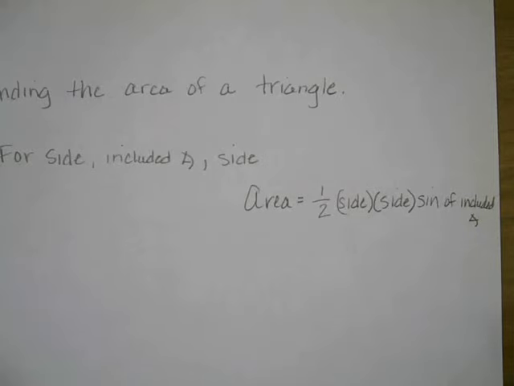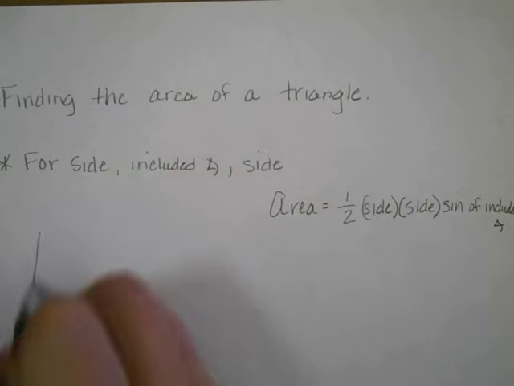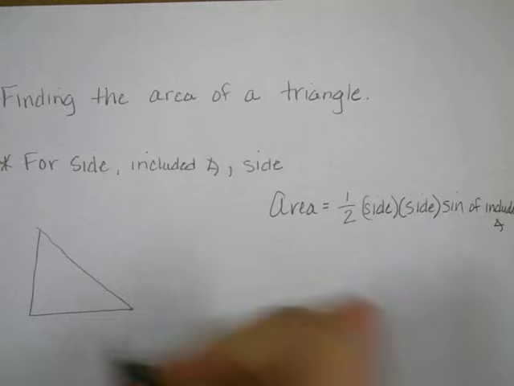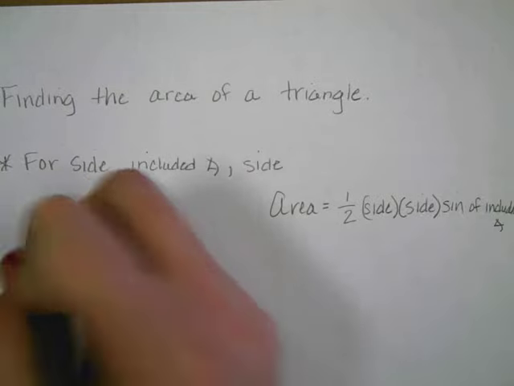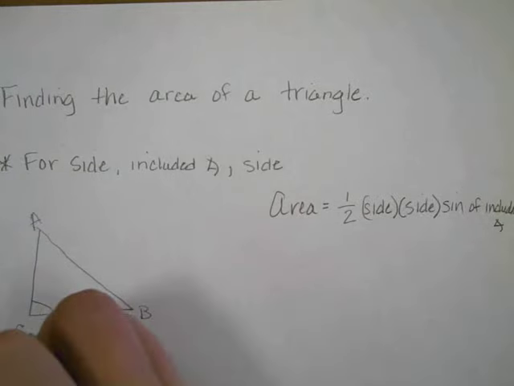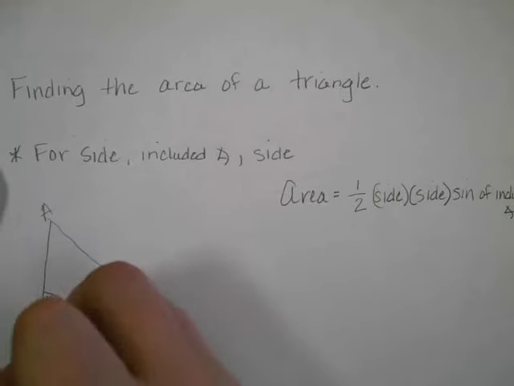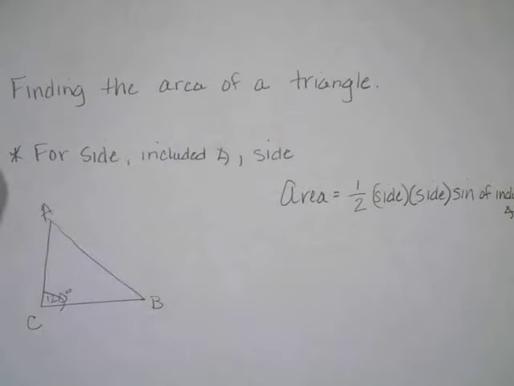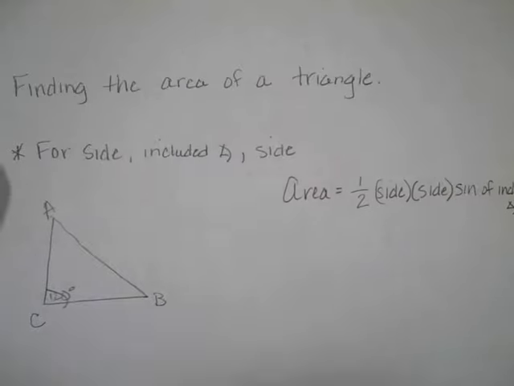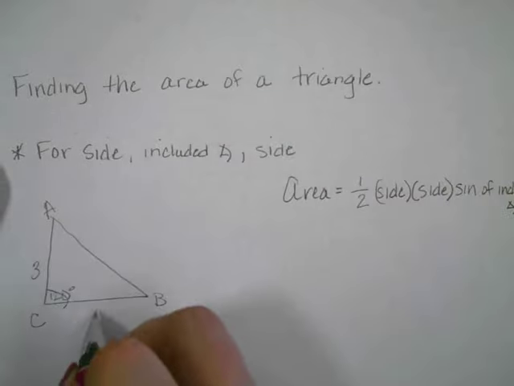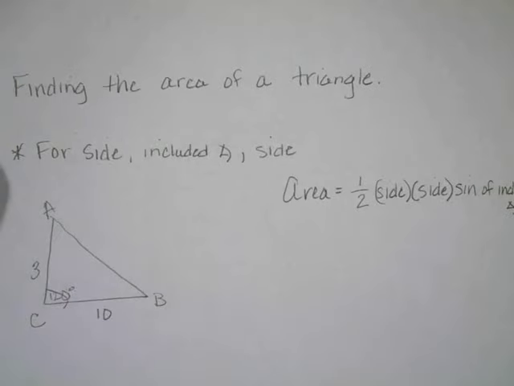If you are given information that doesn't give you side, included angle, and side, then you might have to use law of sines or law of cosines to find that included angle. All right, so let's look at an example. So we have A, B, C. Say this is 120 degrees, and that this side is 3 units, and this side is 10 units. So this is a side, included angle, and a side, the angle in between these two sides.